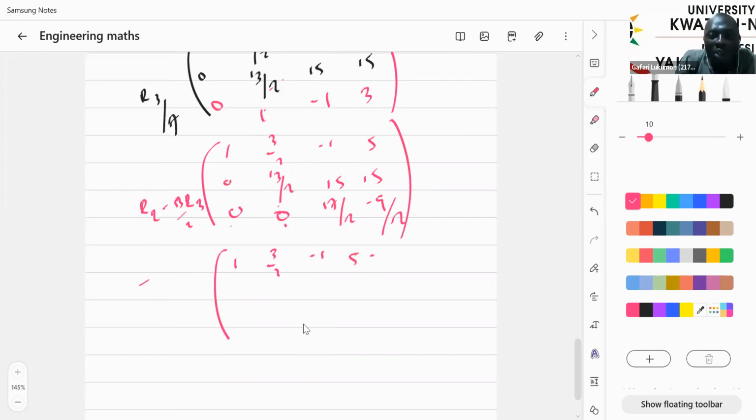How to make this one? Just multiply it by 2/13, that is 2/13 times R2. You know, if you multiply 2/13 by 13/2, it's going to give you 1. Then this is going to be 0, 1.